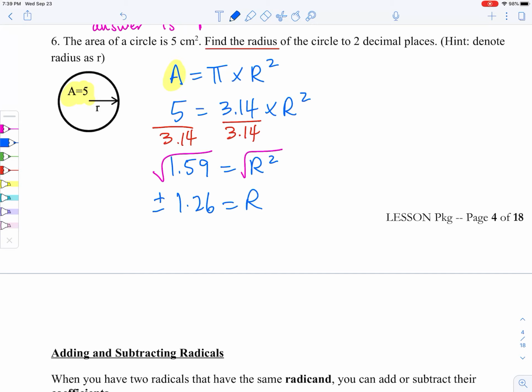But same like before, we can't use the minus because that's not a real length, so it's only going to be the positive. So when I answer, I say the radius is 1.26, and the units were centimeters squared, so it's going to be centimeters again.